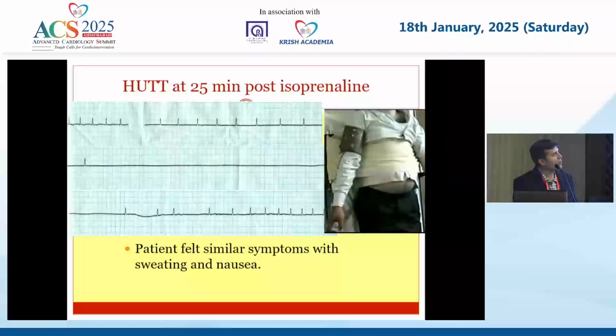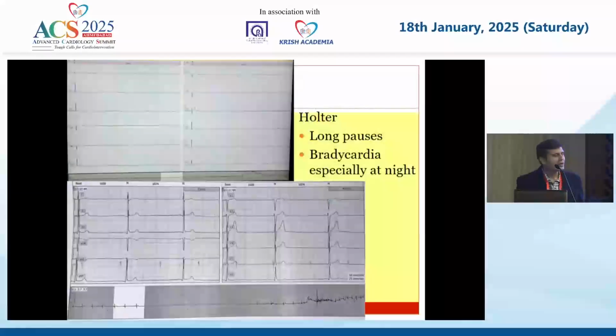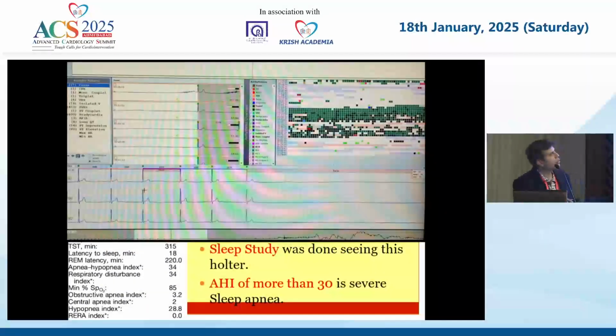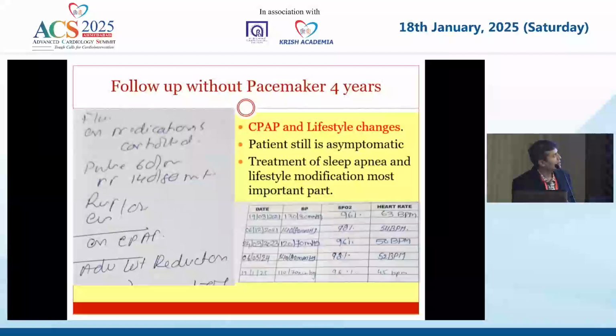But what is more important is the timing of the symptoms in the patient. If you see the Holter recording, it's all at night time, between 10 o'clock and 4 o'clock in the night, where there were long pauses, and that was classical of sleep apnea. And if you treat sleep apnea, 2001, that was the presentation, 63 heart rate.